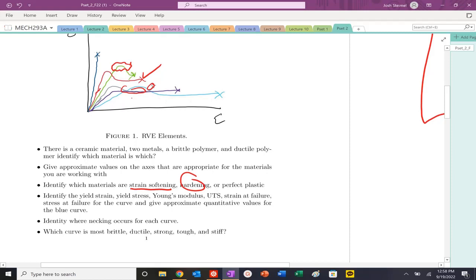We did that intentionally to kind of look at some different ones. And then for purple, that is our perfect plastic for sure. So those are our basically materials that we are working with in terms of strain hardening, strain softening, perfect plastic as well.